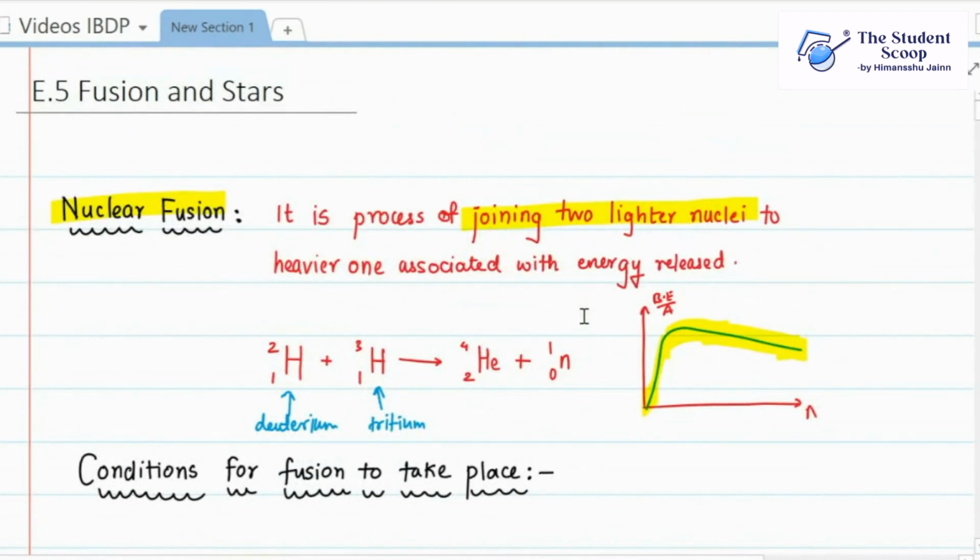So hello everyone. In this video, we are going to cover fusion and stars. This is E5. In the earlier chapters we have covered fission and nuclear reactors. So this is a continuation of that series in section E.